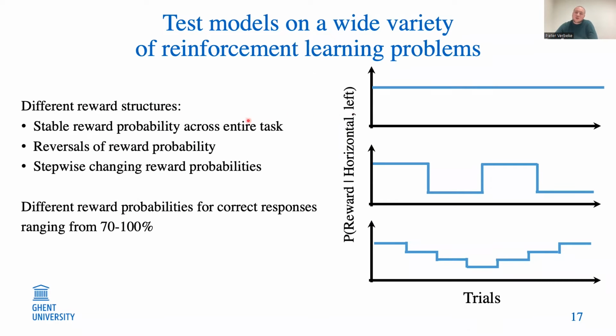And then we fitted these models on a wide variety of data sets on reversal reinforcement learning tasks. So humans performing on reinforcement learning tasks with different reward structures. Here there could be a stable reward probability for a given stimulus-action pair, or there could be reversals, as in the task that I discussed before, or the reward probability could change in very small steps. And across data sets, the reward probability, for example in the stable task, could be 70% for a correct response, or it could be higher. There was a range.